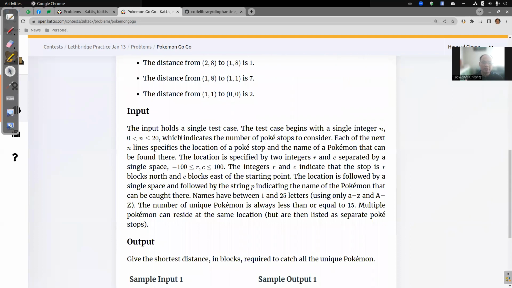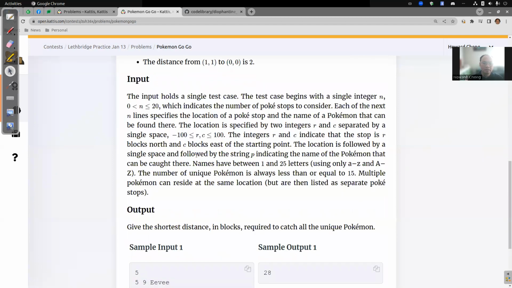Each test case begins with a single integer n, the number of stops to consider, which is at most 20. Each of these n lines specify the location of a Pokestop and the name of a Pokemon that can be found there. The location is specified by 2 integers R and C separated by a single space, and is followed by a string that's the Pokemon name, 1 to 25 letters.